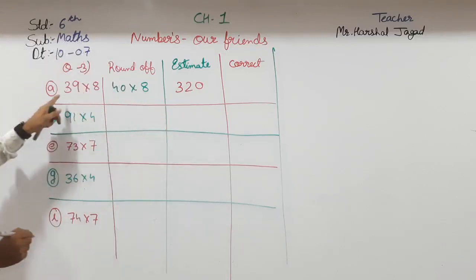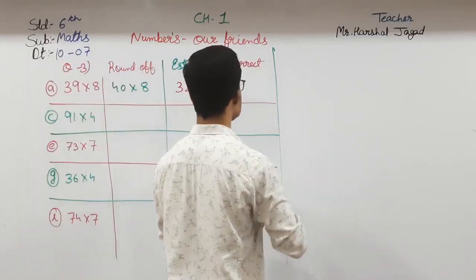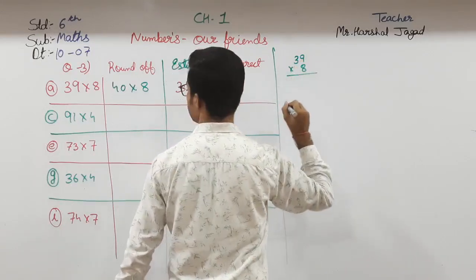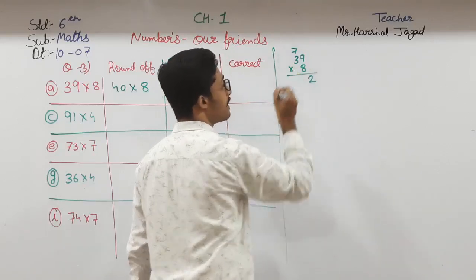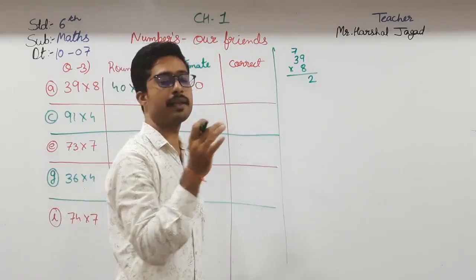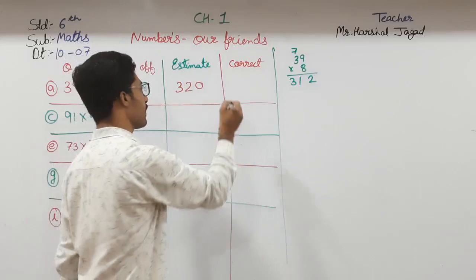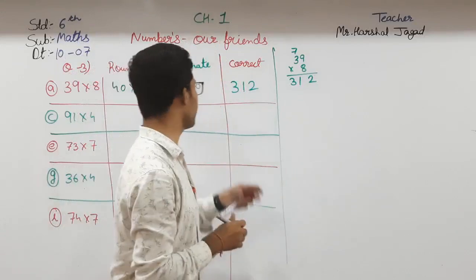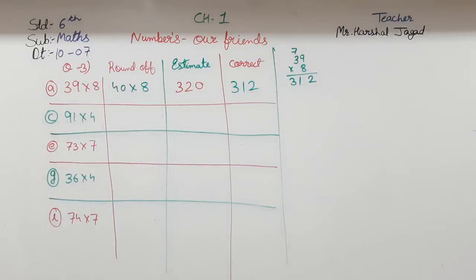Now let us calculate the original answer, that is 39 into 8. 8 9s are 72, 8 3s are 24, 25, 26, 27, 28, 29, 30, 31. So your answer will be 312. That is the correct answer, and our estimated answer is 320. Okay, now moving forward.